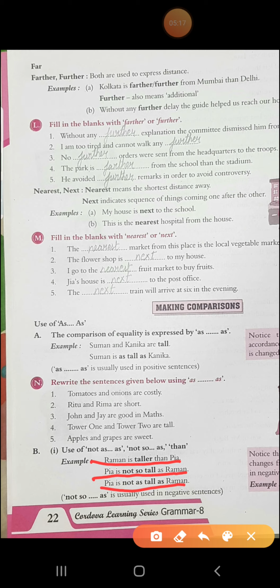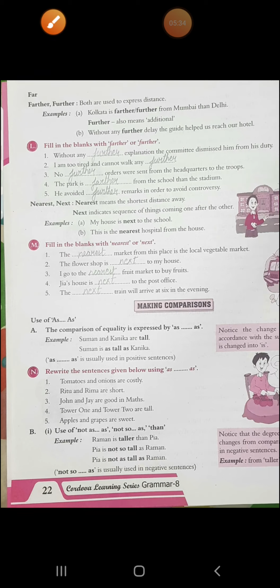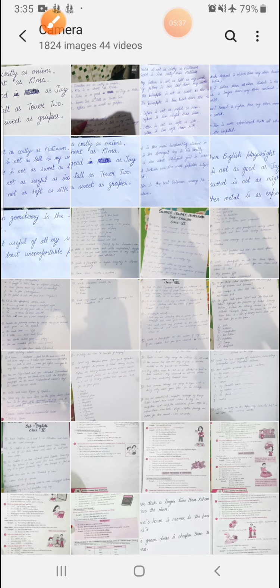So in all the three we get the same meaning, that Raman is taller, or you can say Pia is shorter than Raman. This is what we are getting from these three sentences. It's just the method that is changed. We use different methods to write the same sentence. Alright, now let's do our next exercise.